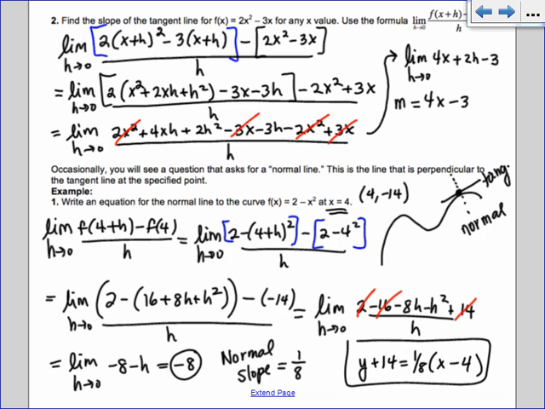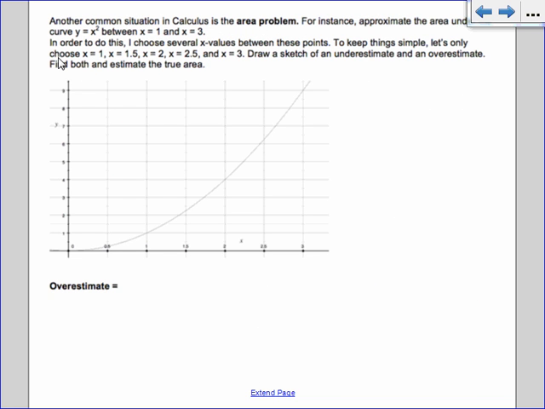All right, so one last topic, and it's a pretty easy one. So this is finding the area under a curve. Okay, so we're not actually going to find the area, but we're going to learn approximation methods today. So this is kind of a preview of definitely second semester. We do this all the time. Okay, so there's another common situation in calculus, the area problem. So for instance, if we wanted to approximate the area under the curve y equals x squared between 1 and 3, right, we're talking about this area right here.